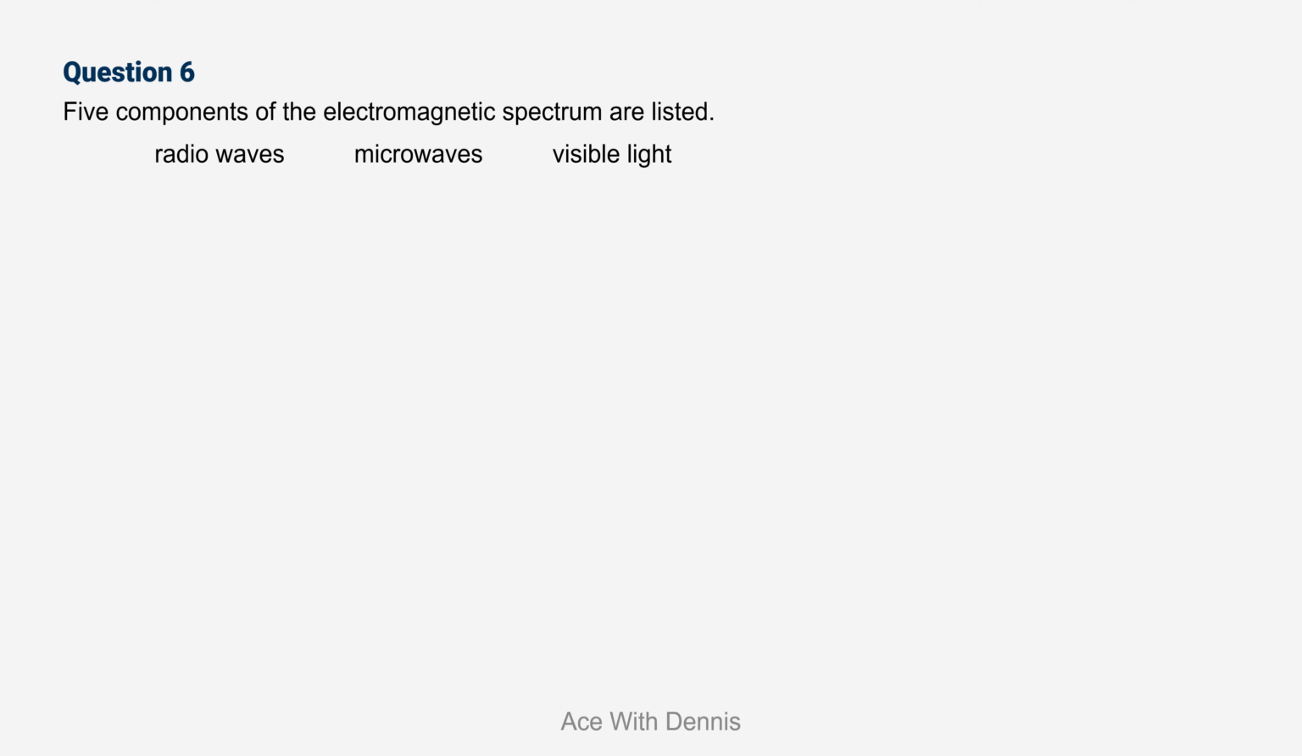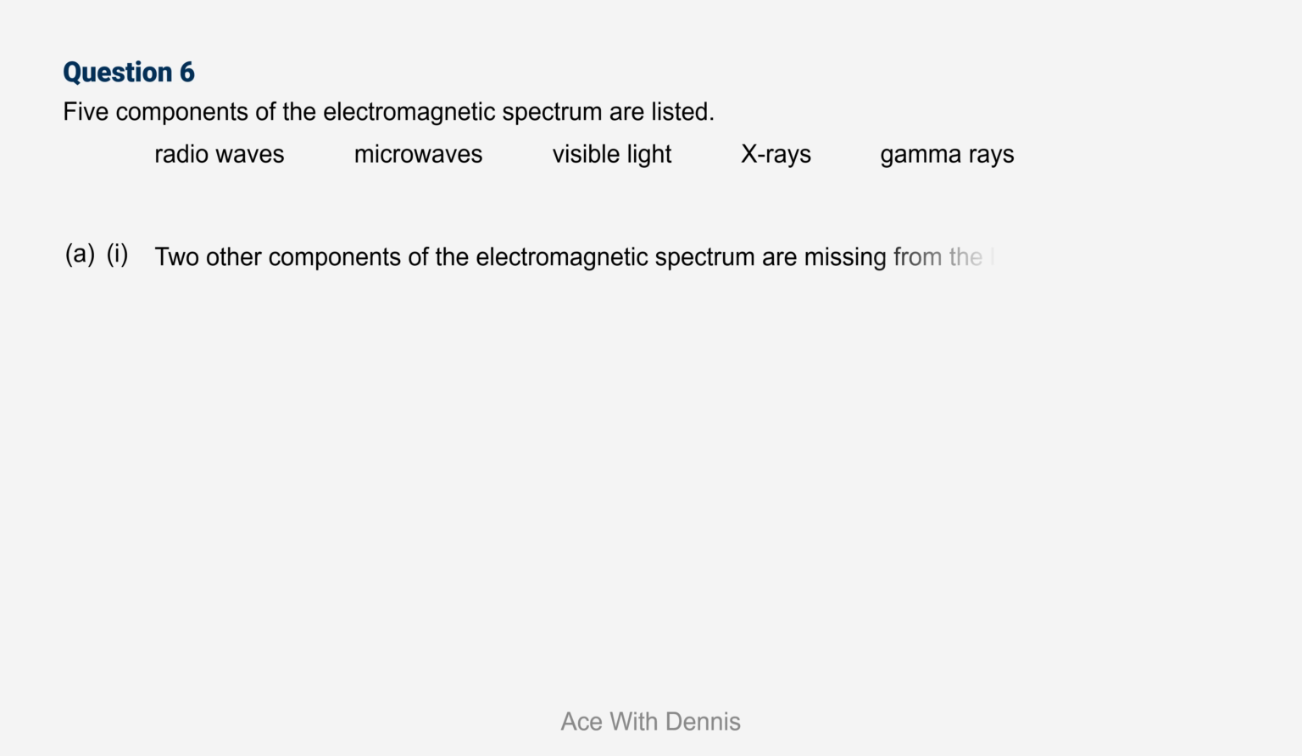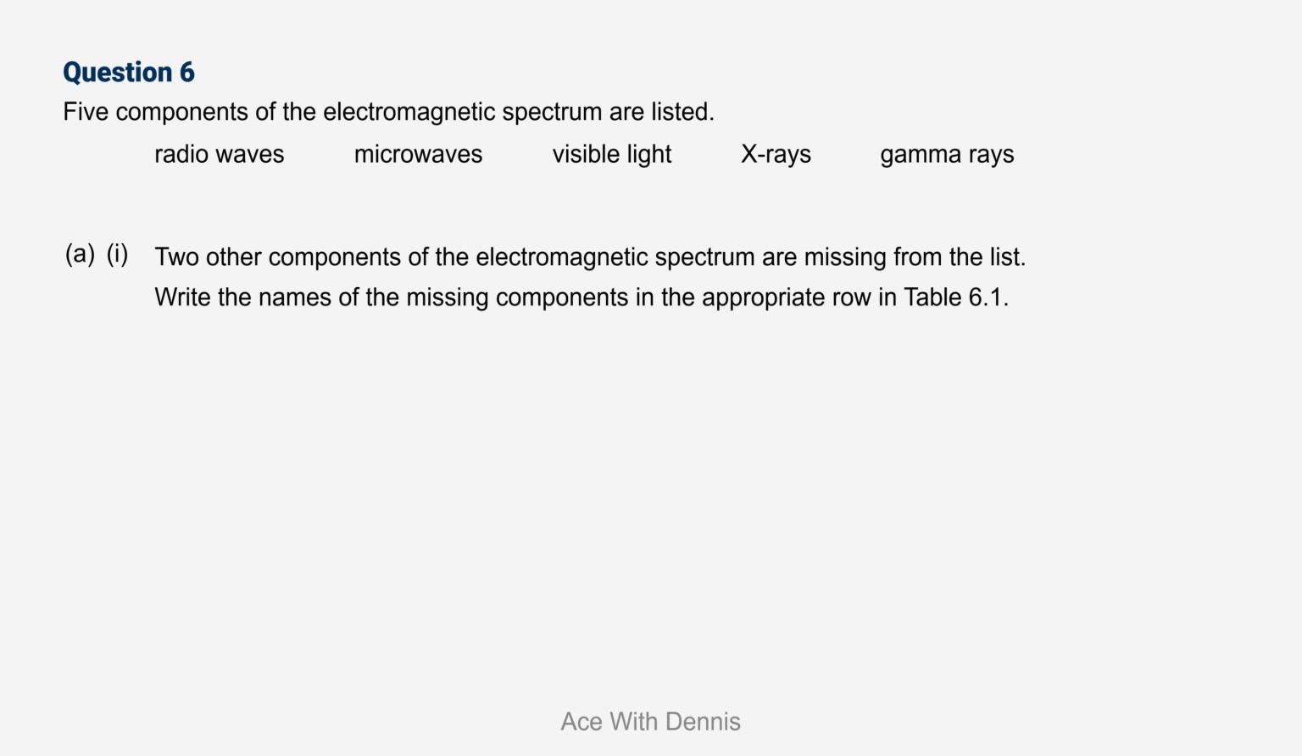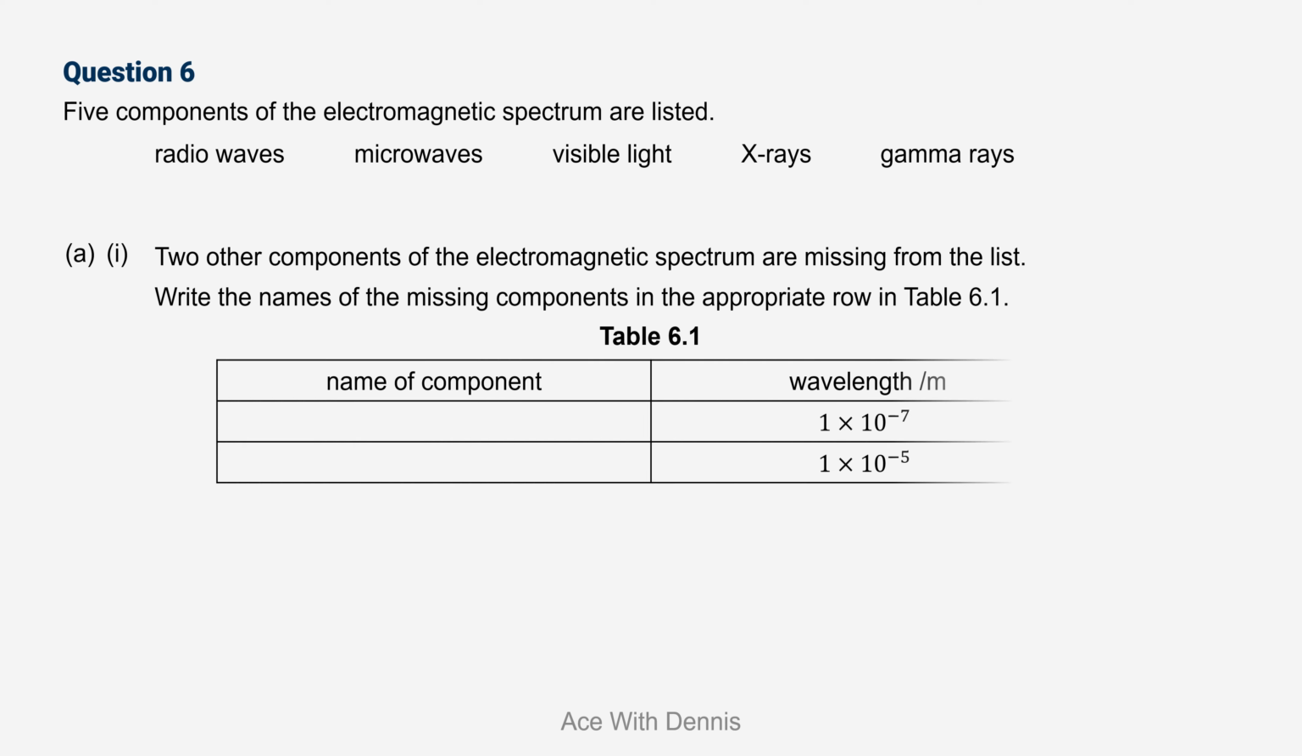Question 6. 5 components of the electromagnetic spectrum are listed as below here. We have radio waves, microwaves, visible light, X-rays, and gamma rays. A. Part 1. 2 other components of the electromagnetic spectrum are missing from the list. Write the names of the missing components in the appropriate rows in Table 6.1. So 2 marks.